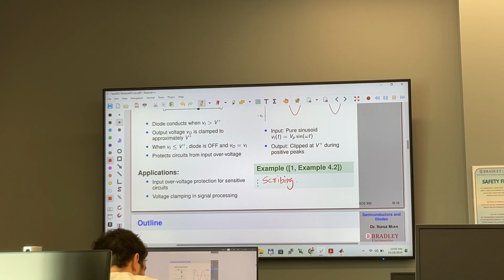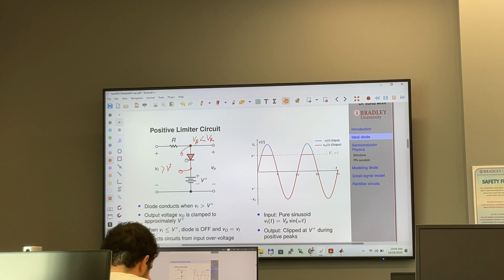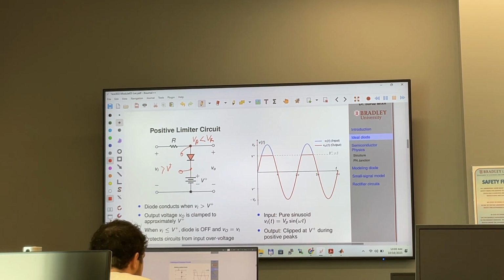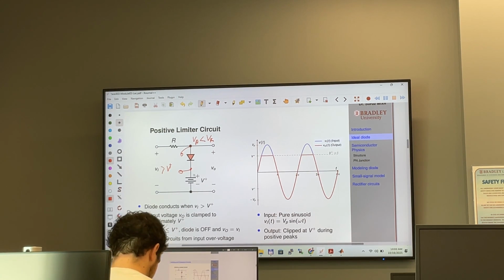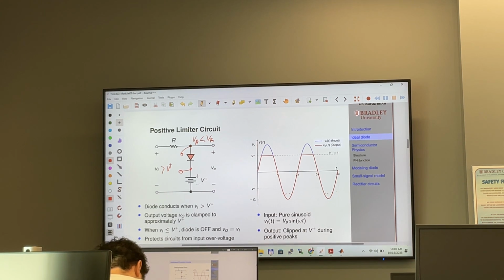Example 4.4, please. Yeah. So if you flip the diode around, would it change it to a negative limiter circuit? Now you have to look at the operating principle. If you flip the diode, in that case, you will have to flip this source as well. That way you can see that it is going to be a negative limiter. Yes. Okay.